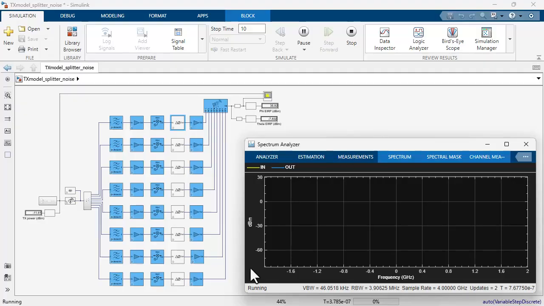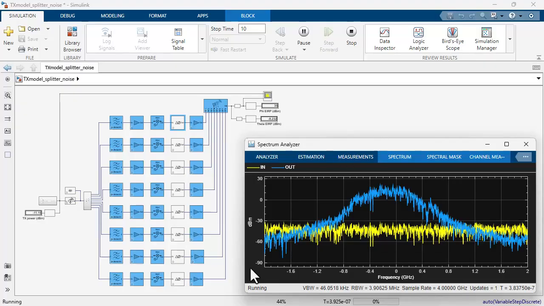Here we use a 4 gigahertz white noise signal at the input, indicated in yellow, and in blue we probe the output of our transmitter, the output of the antenna, and we clearly see the effects of dispersion on the amplitude with the different notches and the different gain.